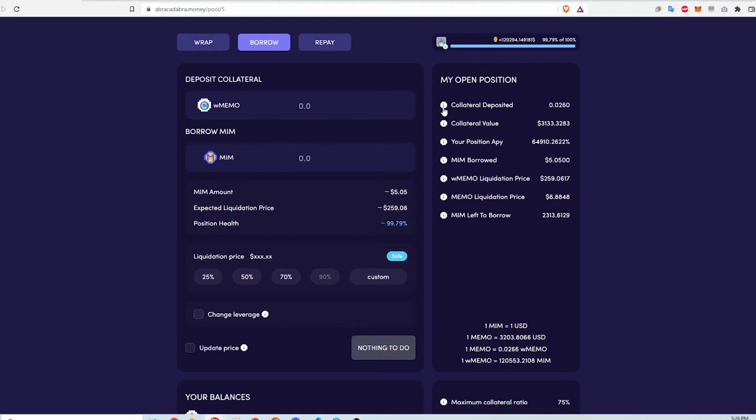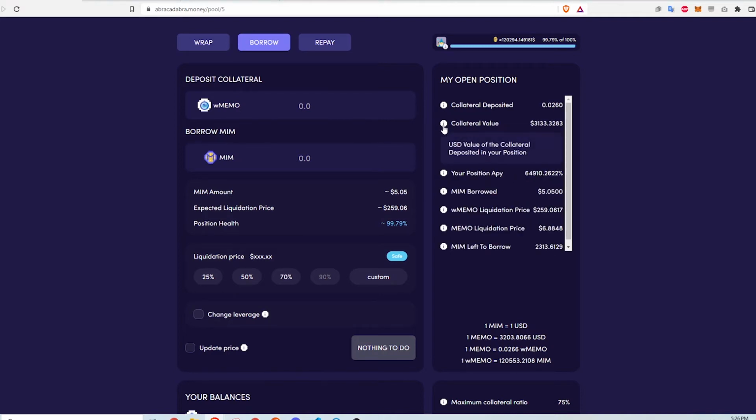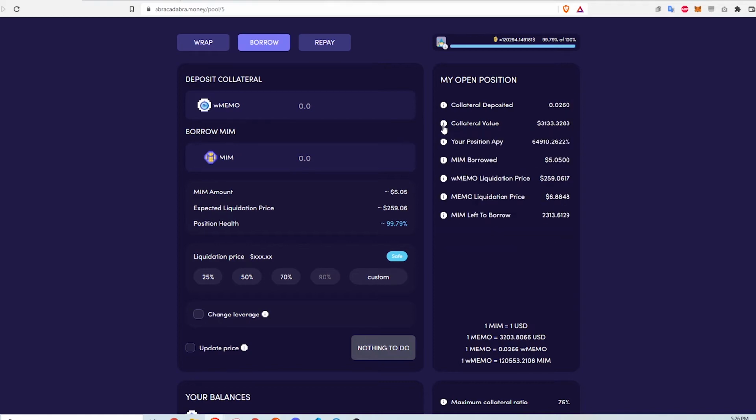The collateral deposited is the amount of WMEMO I'm borrowing against. The collateral value is the market value in USD of my WMEMO. The position APY is the interest rate I'm earning on my wrapped memo. The MIM borrowed is how much I borrowed.